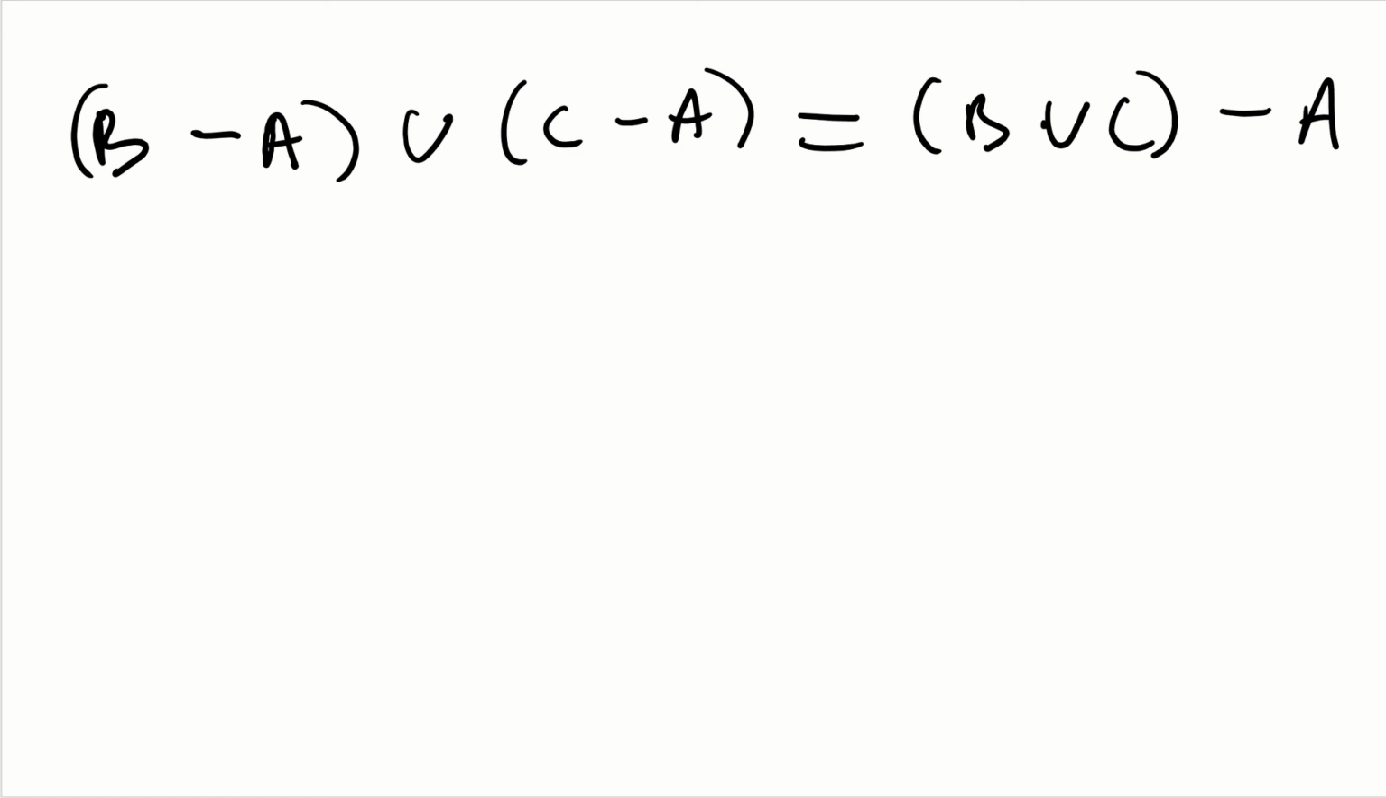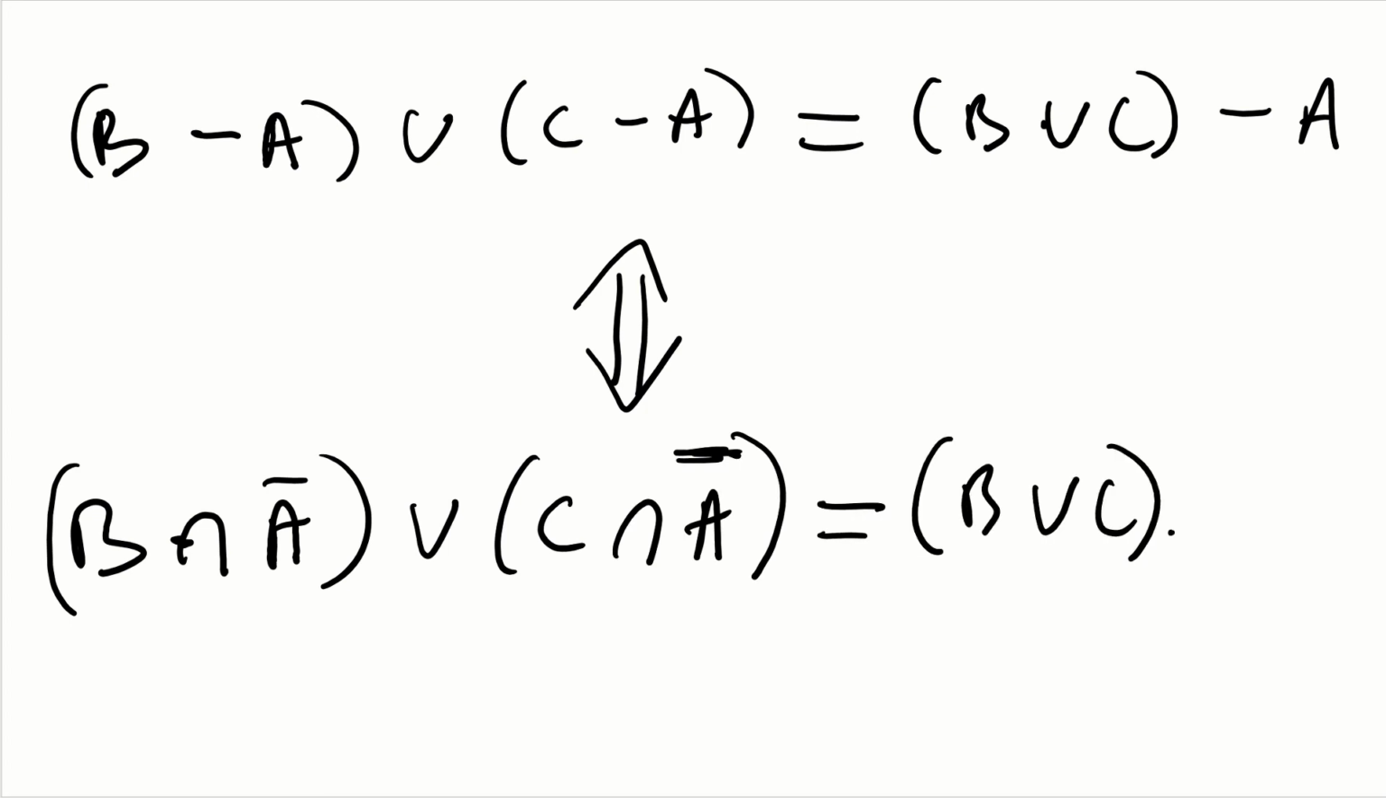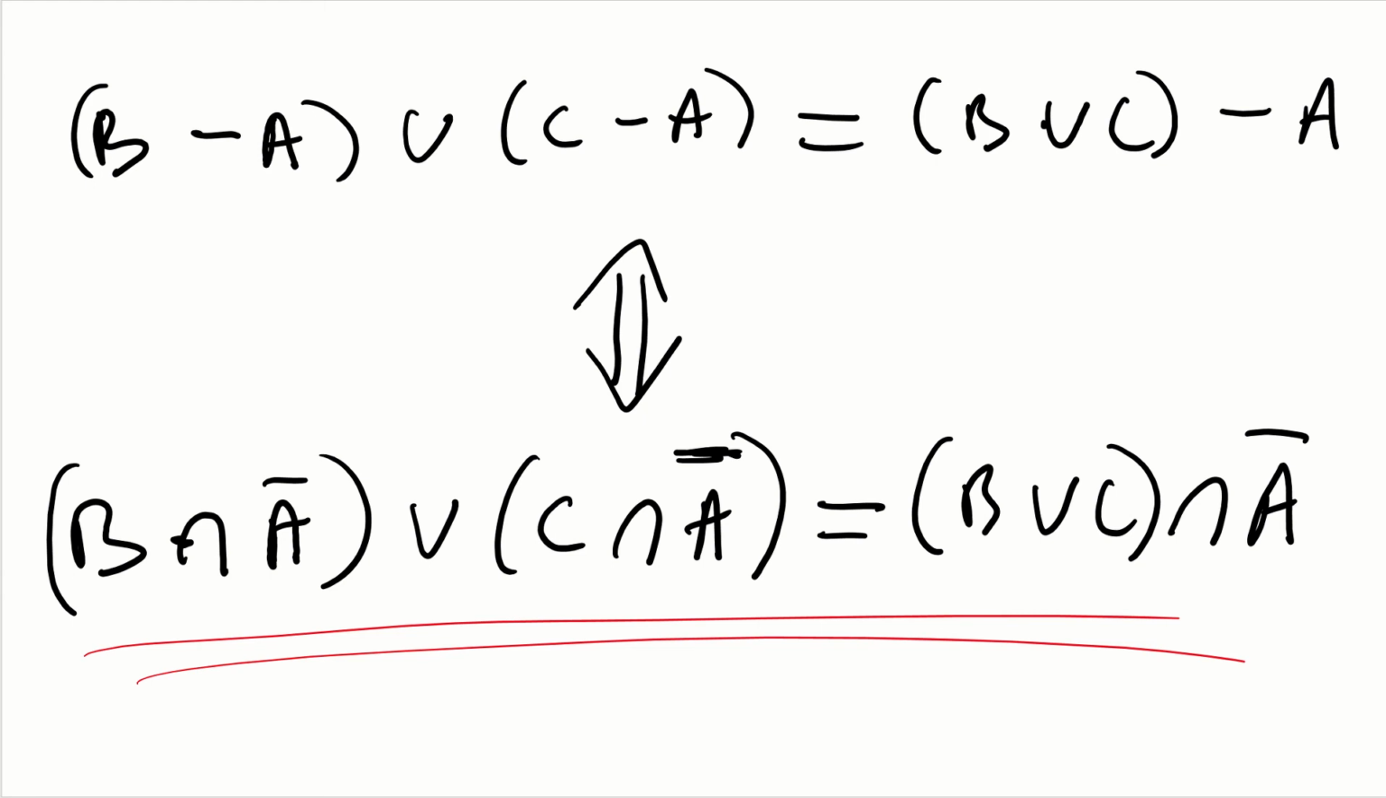And what you have to understand is that if you are not comfortable working with this expression, you can always transform it to something like (B intersection A complement) union (C intersection A complement). It's the same expression, equal to (B union C) intersection A complement. So if you feel more comfortable working with this second expression, feel free to do so. That's what I was trying to bring your attention to here.